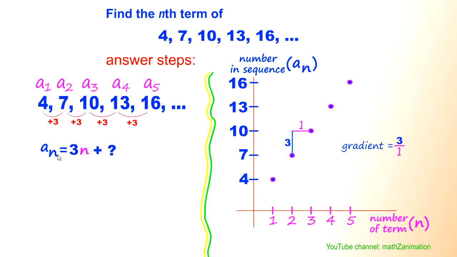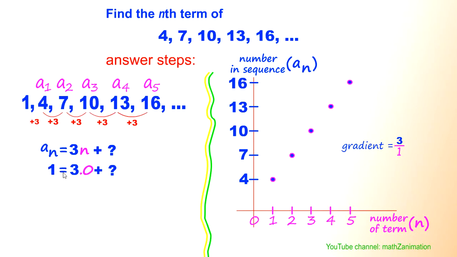So we have the general formula. The general formula of the n term is a sub n equals 3n plus question mark. The 3 is obtained from the common difference. And then how to get the question mark? The 1 here is the zeroth term, or the term before the first. 1 is the number in the sequence before the first term.